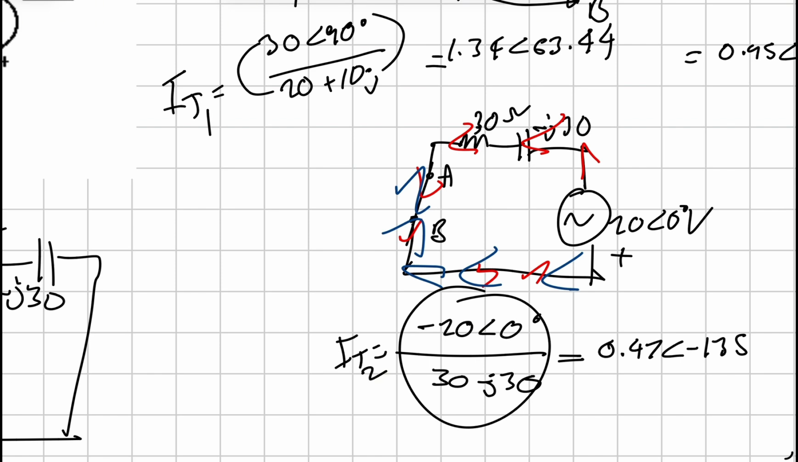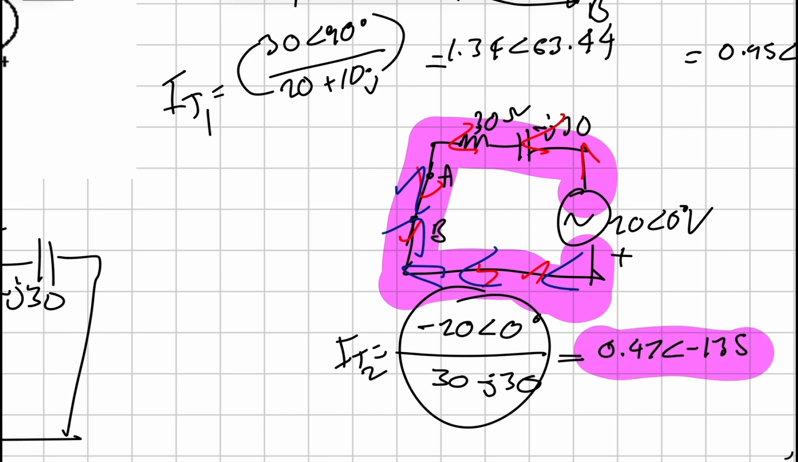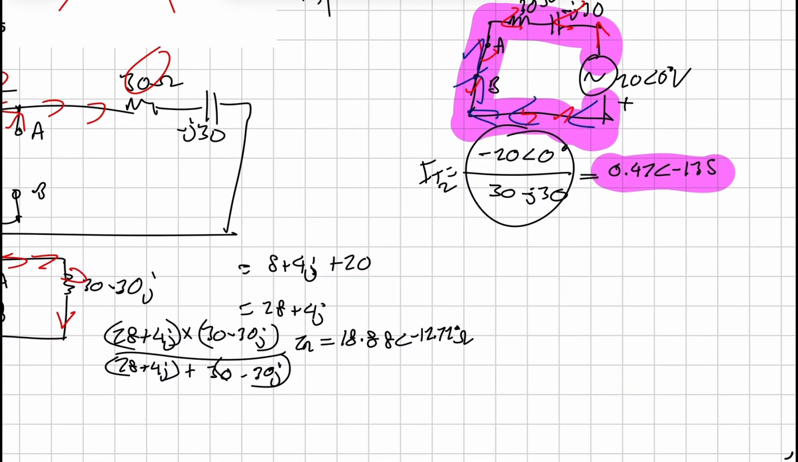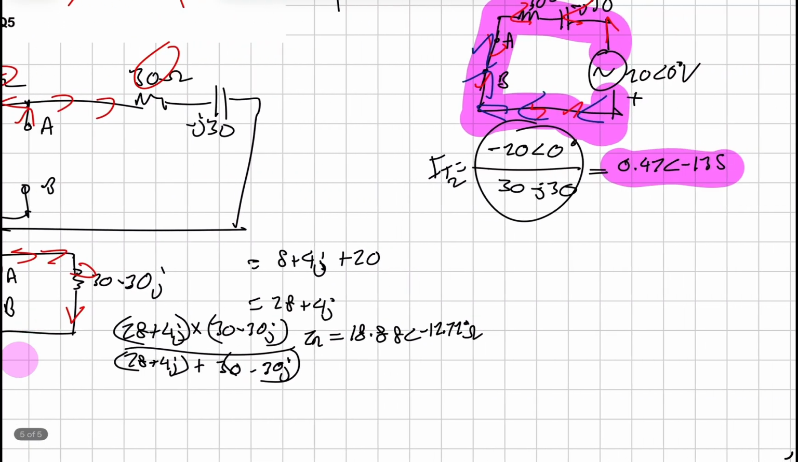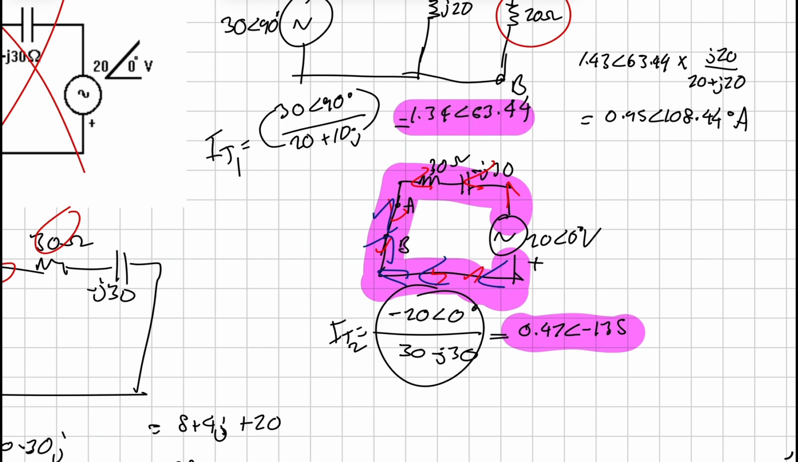So if you didn't understand that, the reason why I didn't use voltage divider rule, then used Ohm's law, is because this whole bit here is just a series current, and current just, what is it? If I just figured out the current for this, it would still equal the exact same. So I got 0.47 for that, with minus 135. And then I got 1.34 63.44 degrees as my other contribution.